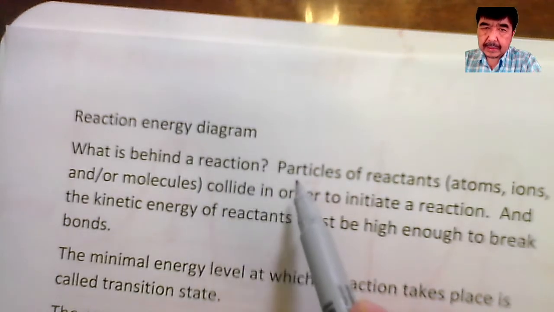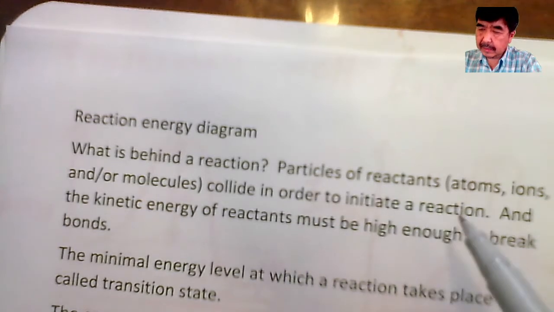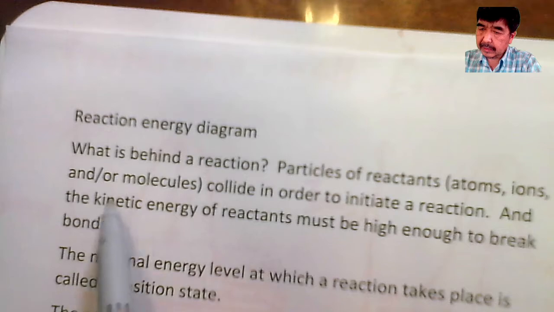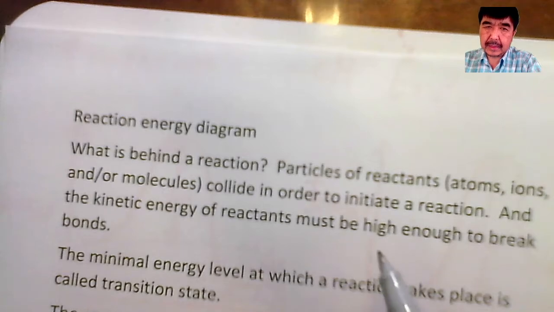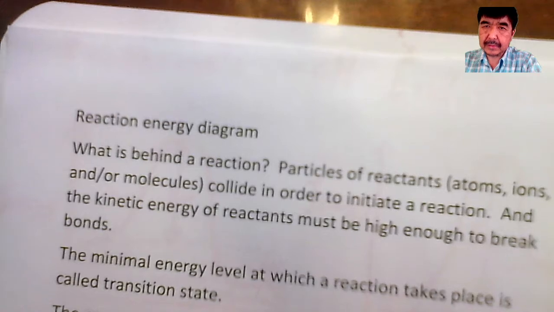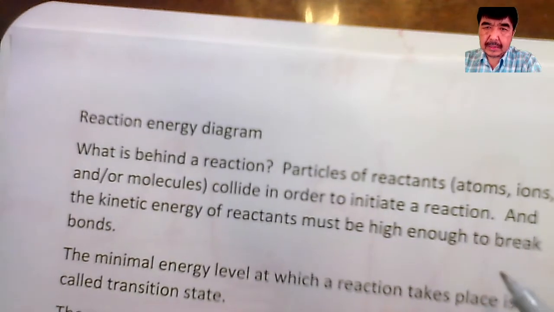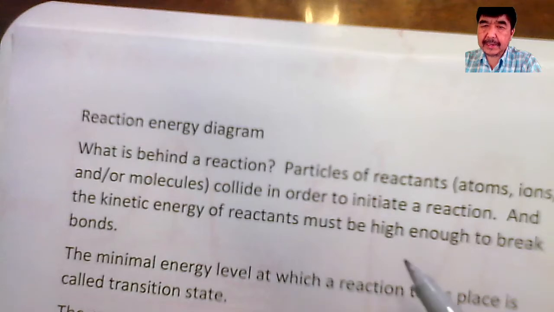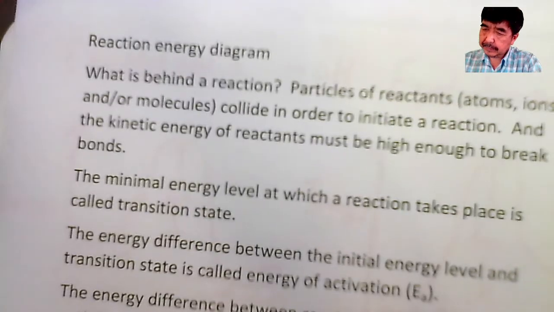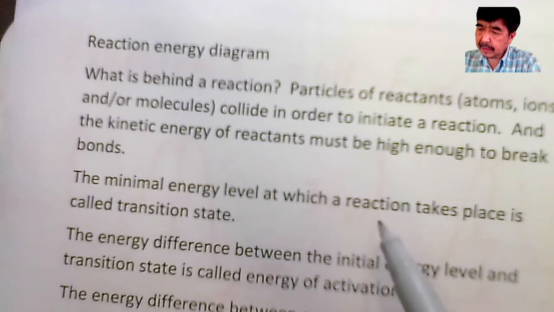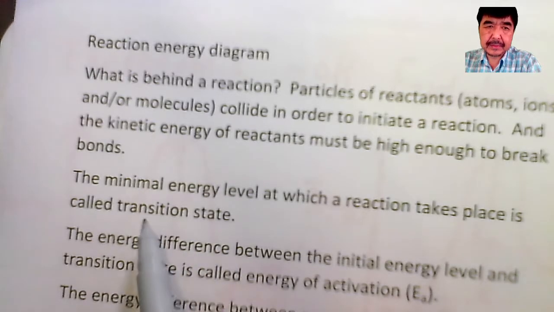In a reaction, the particles of reactants, including atoms, ions, or molecules, collide in order to initiate a reaction. Okay, so the particles have to hit each other, and the kinetic energy of reactants must be high enough to break bonds, to start the reaction. The minimal energy level at which the reaction takes place is called the transition state.